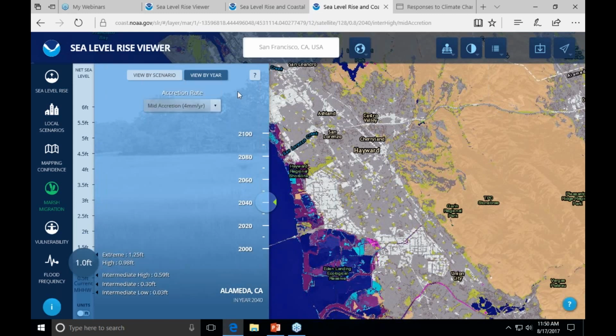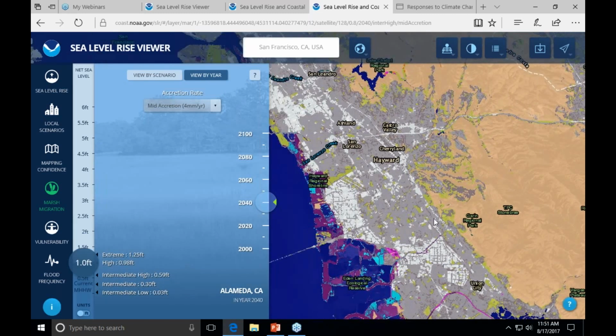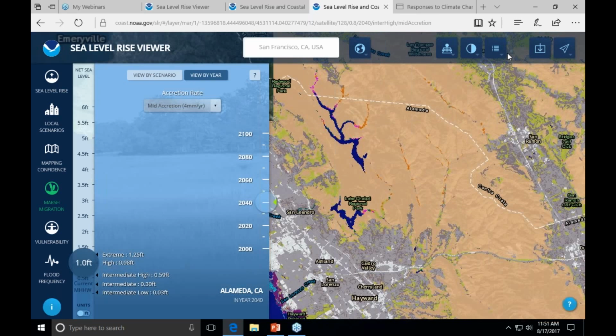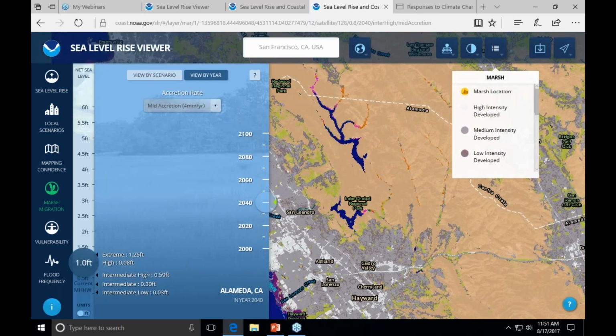Sorry, where's the legend of what the colors mean? Right up here. I'm sorry, I didn't have that. This mouse is terrible. I really want to go to that one square. There we go. Okay, right here. 16 land cover types.